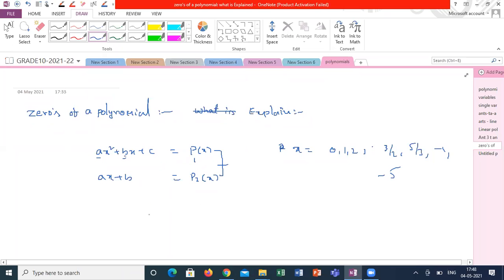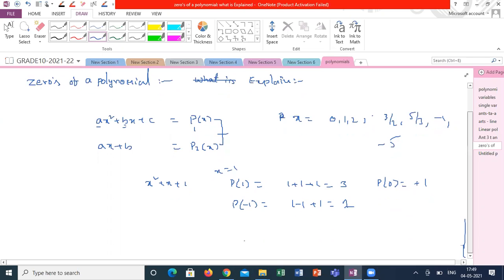Suppose I take x square plus x plus 1. If I take p of 1, that means substituting x equal to 1, I get 1 plus 1 plus 1, which is 3. If I substitute p of minus 1, I get 1 minus 1 plus 1, which is 1. If I substitute p of 0, the answer is plus 1. There will be some particular value.